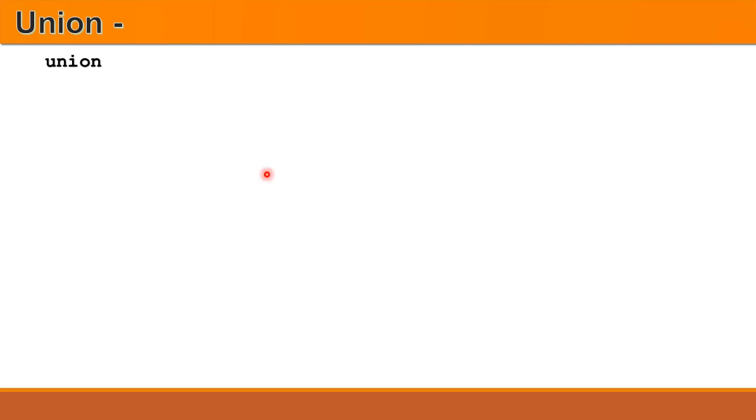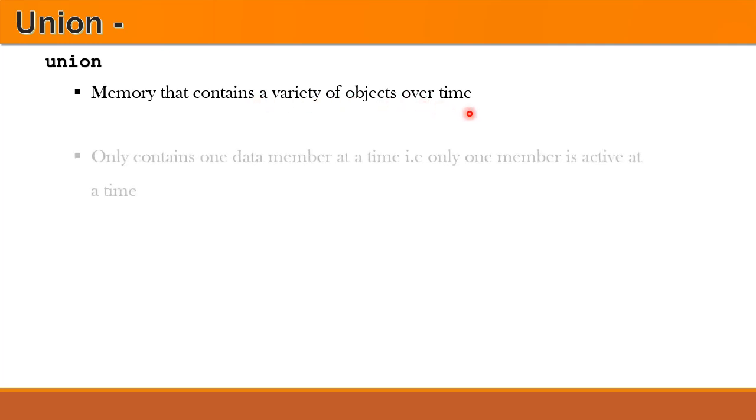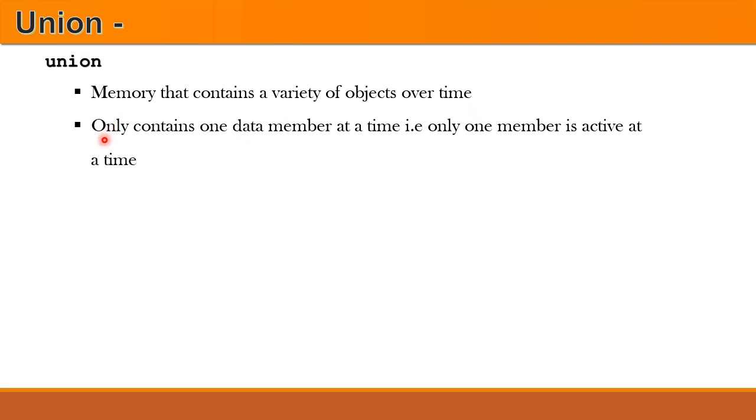Now, until now we have seen structures and how to define a structure. Now we will see what a union is. Unions are the same as a structure, but the memory contains a variety of objects over time. A union contains only one data member at a time. That is, only one member of a union is active at a time. The members of a union share a common space in memory.